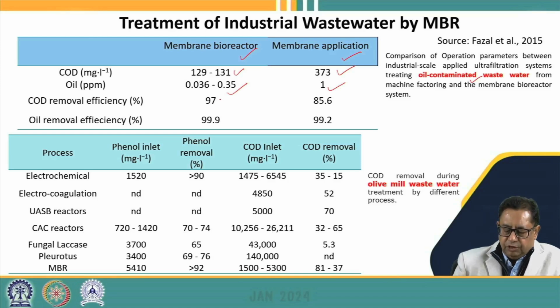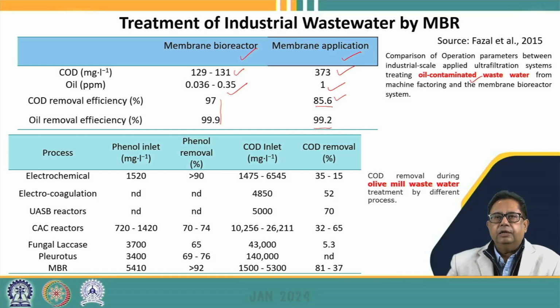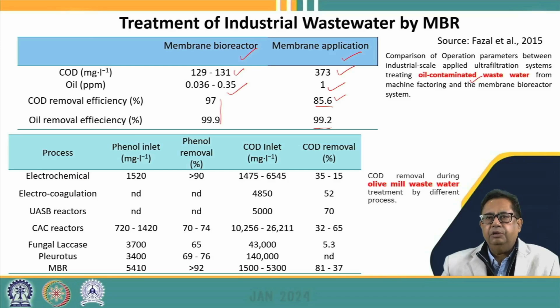And COD removal efficiency is nearly 97%, and oil removal efficiency is nearly 99.9%, in comparison to the removal of COD by membrane application only, which is around 85.6%, whereas the oil removal is only 99.2%. So we can see that the membrane bioreactor can be highly beneficial for an industry where the effluent being produced is contaminated by oil.